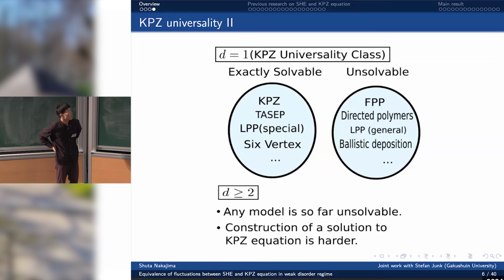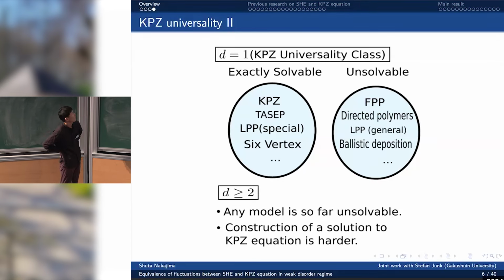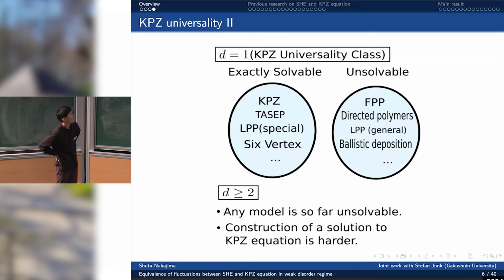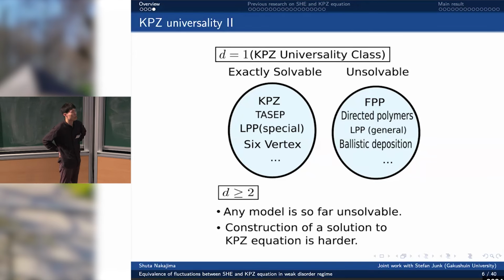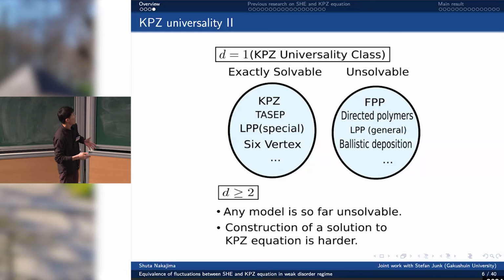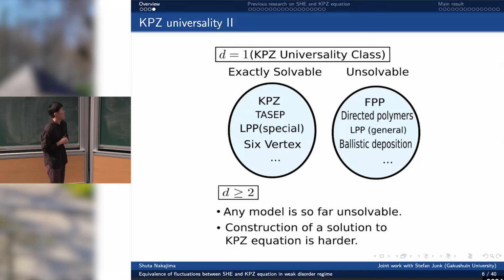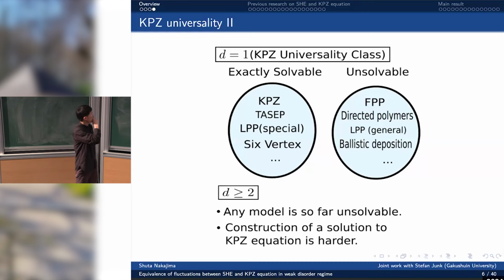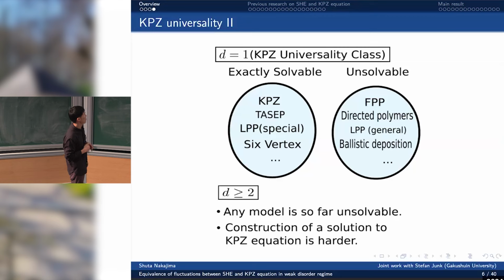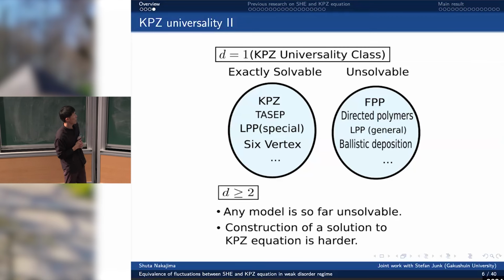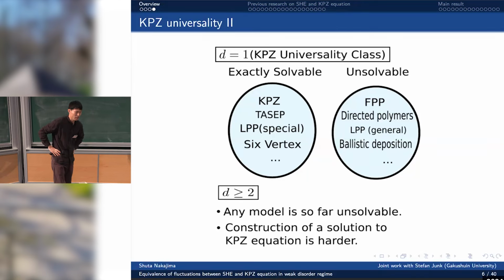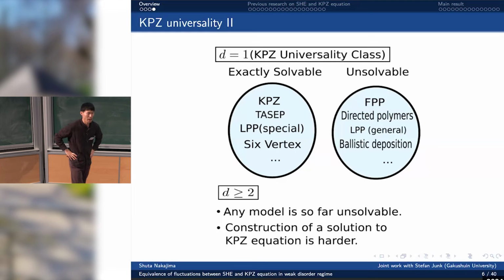But it is known that most of the models are unsolvable. These include first passage percolation, polymers, last passage percolation for general distributions, and ballistic deposition. Moreover, it should be noted that no model is so far solvable for the two and higher dimensional KPZ equations. The construction of the solution to the KPZ equation in two and higher dimensions is very hard. In this situation, I want to study the KPZ equation, construct the solution, and study its properties in the higher dimensional case. Okay, this is my motivation.